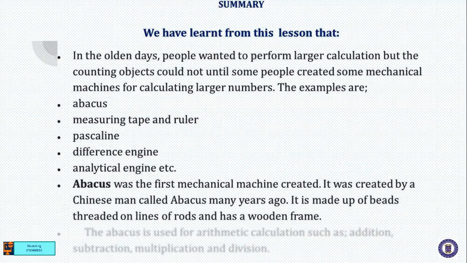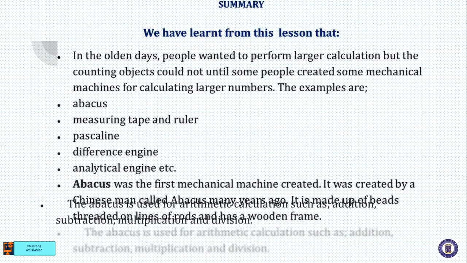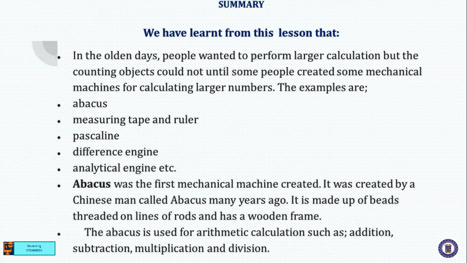So we saw the picture of an abacus, which was made up of beads threaded on lines of rods and has a wooden frame. The abacus is used for arithmetic calculations such as addition, subtraction, multiplication, and division.